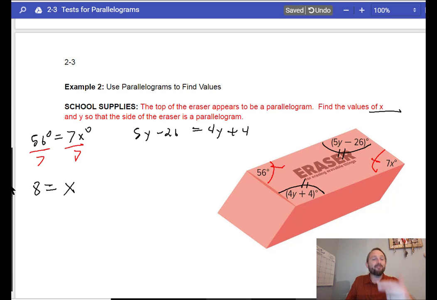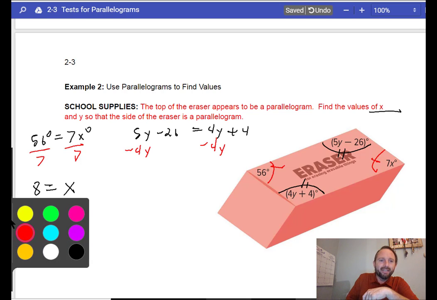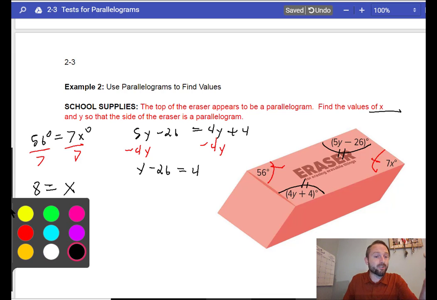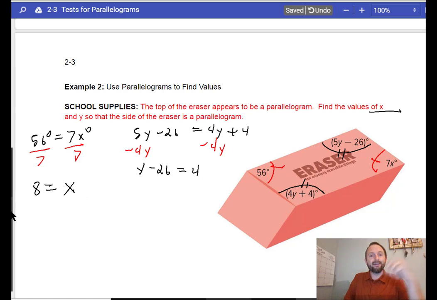I'm going to subtract 4y on both sides using the subtraction property of equality. And I get y minus 26 is equal to 4. I'm not solving for y minus 26, I'm solving for y. So I'm going to add 26 to both sides, because the opposite of minus 26 is plus 26. And I get y is equal to 30.